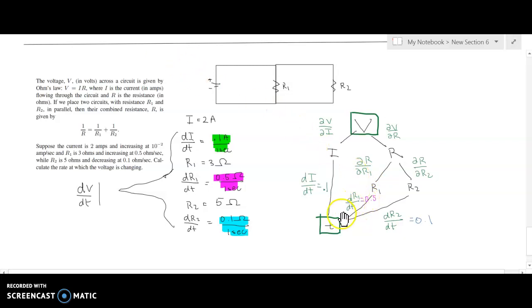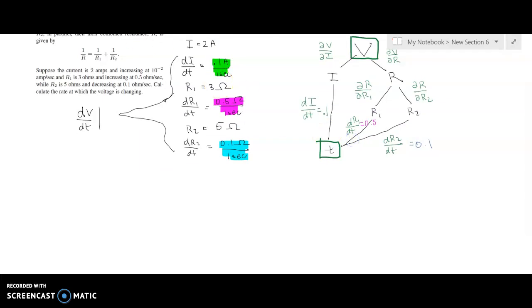I know it sounds like a lot, but let's write this out and see what we actually need to compute. To get dV/dt, my first chain is dV/dI times dI/dt. We'll see that the dI's cancel, and we're left with dV/dt. You can think about this as the current effect.